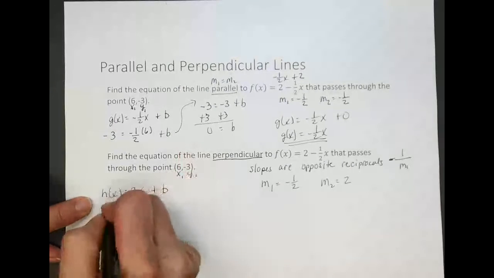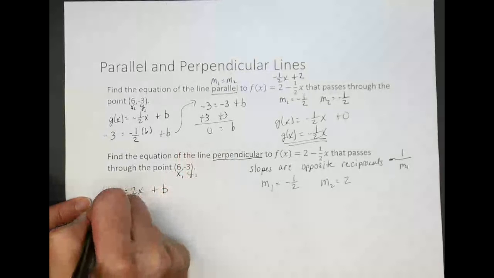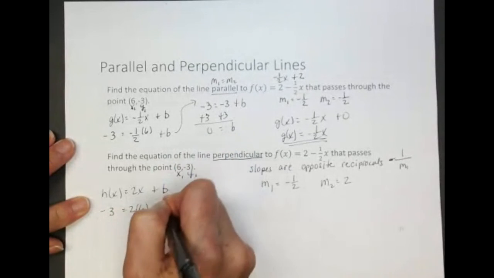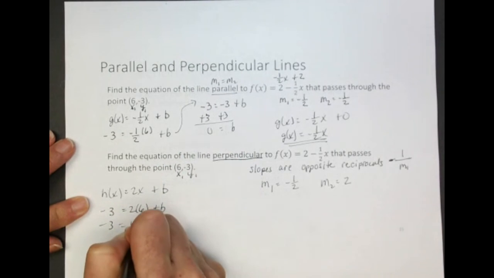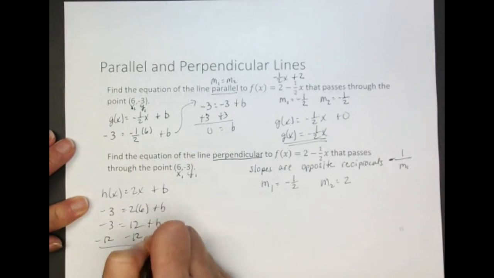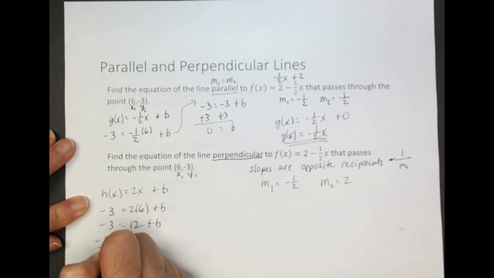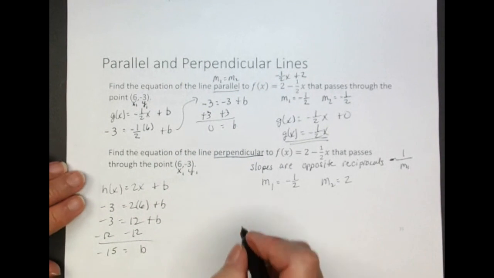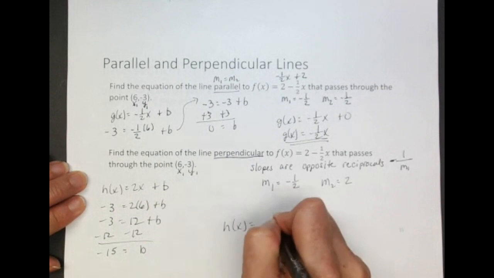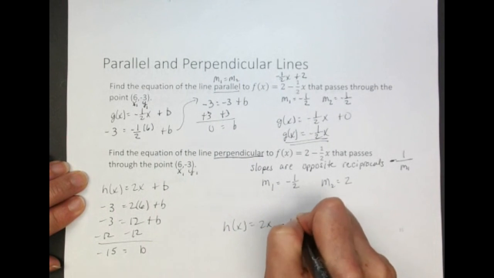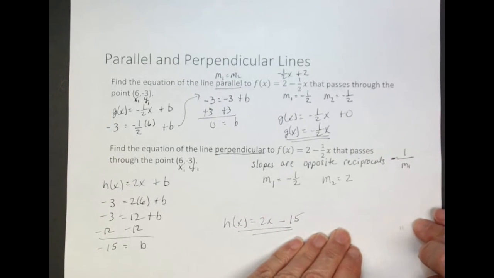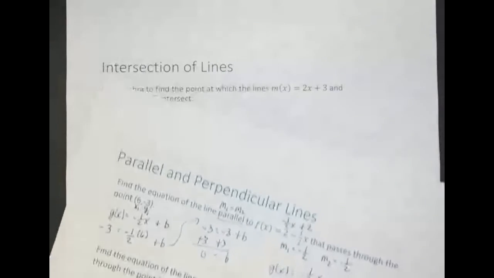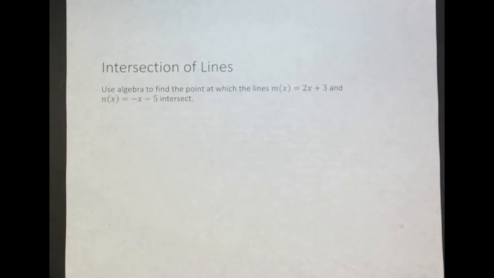So I make that substitution, and I can say that negative 3 is equal to 2 times my x, that's my 6, plus b. So negative 3 is equal to 12 plus b. When I subtract 12 from both sides, I see that b is equal to negative 15. Now I can write my function. h of x is going to be 2x minus 15. Okay? This should feel like review. You certainly learned this in your previous class, your algebra class.